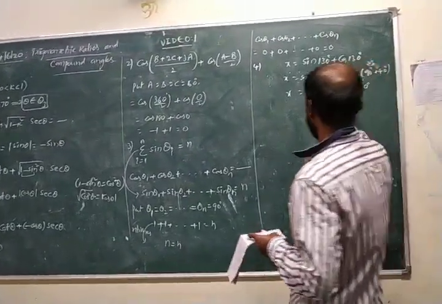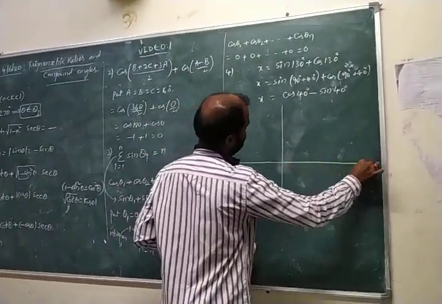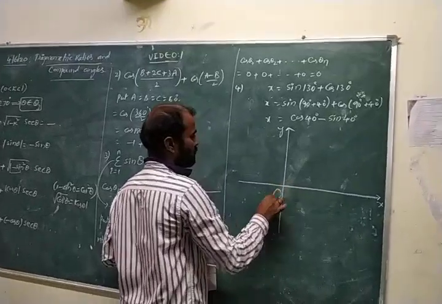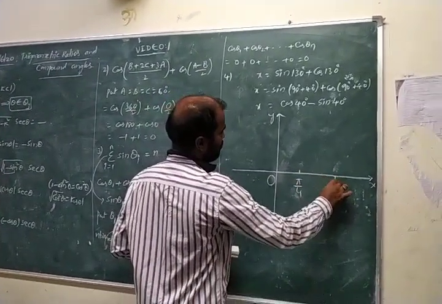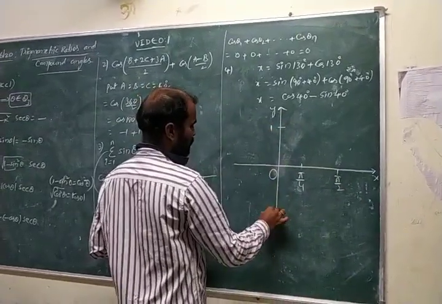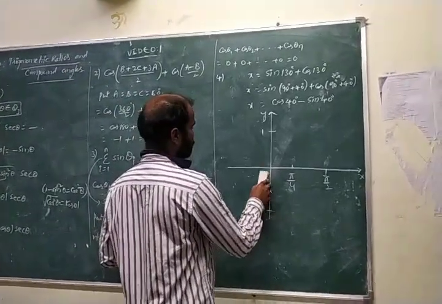Now draw the graph of sin and cos. This is the x axis and this is the y axis. Origin 0, 45 degrees and 90 degrees. Here it is 1, here it is minus 1 on the y axis. This is 0 here.